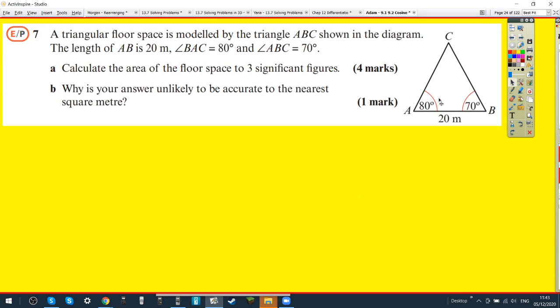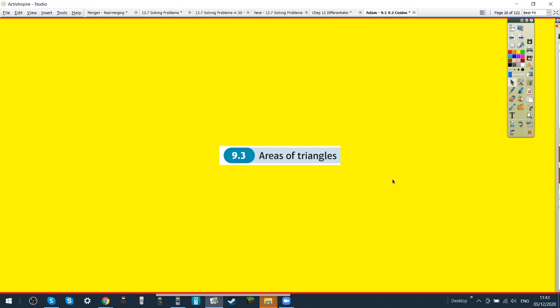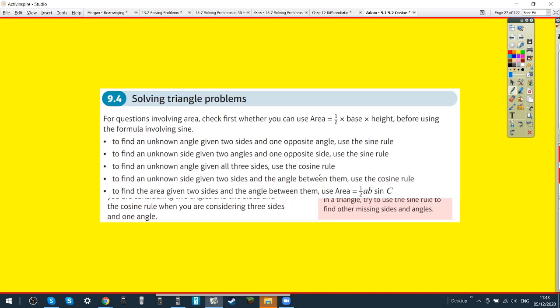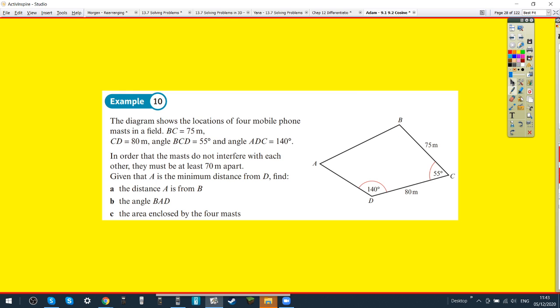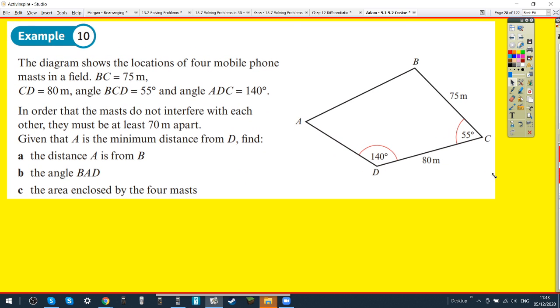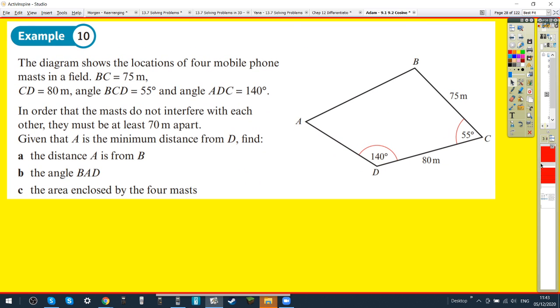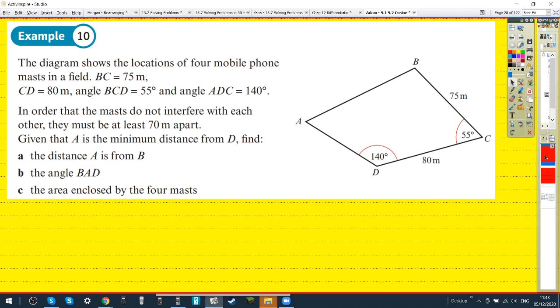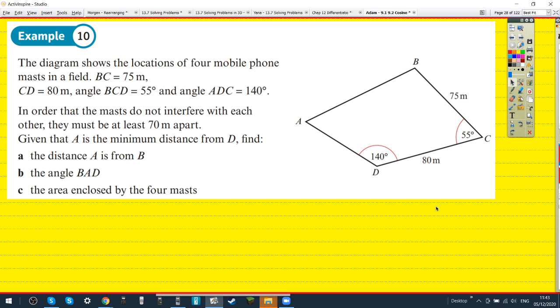Okay, so calculate the area of this floor space. Okay, areas of triangles. Find it pretty easy. Okay, solving triangle problems. Let's take a look. 70 meters apart.